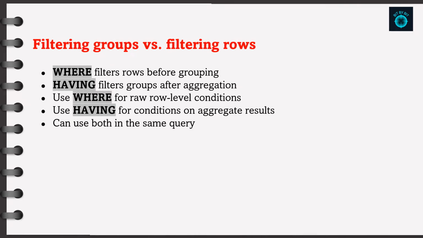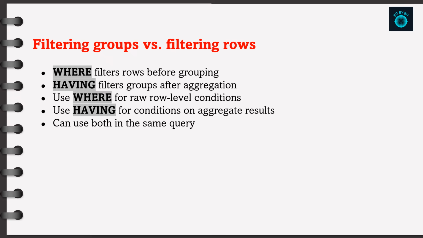Filtering groups versus filtering rows. When working with aggregated data, it's important to understand the difference between filtering rows and filtering groups. The where clause filters individual rows before any grouping or aggregation happens. This is used for raw, row-level conditions. The having clause filters the results of group by after aggregate functions have been calculated. This is used for conditions that depend on aggregated values, such as totals or averages.